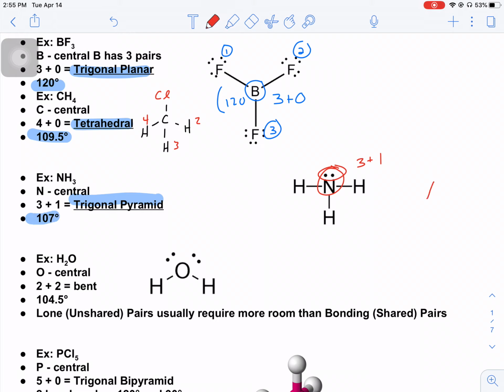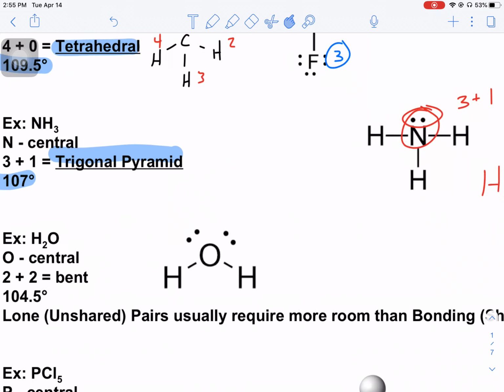It's kind of hard to see in this diagram, but it would be a pyramid if you were to draw it. What you would notice is that the unshared pair kind of sits on top, and the atoms form a pyramid structure down below. All right, next example is water.